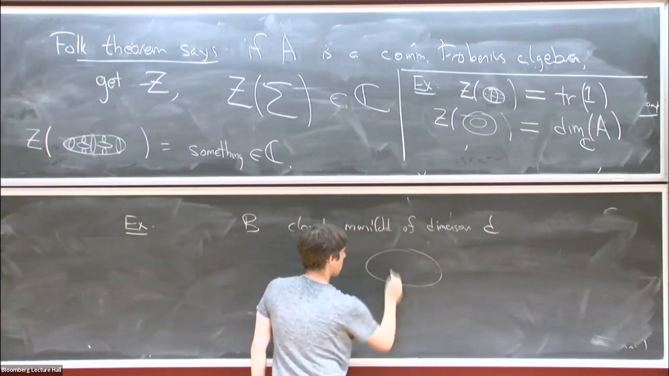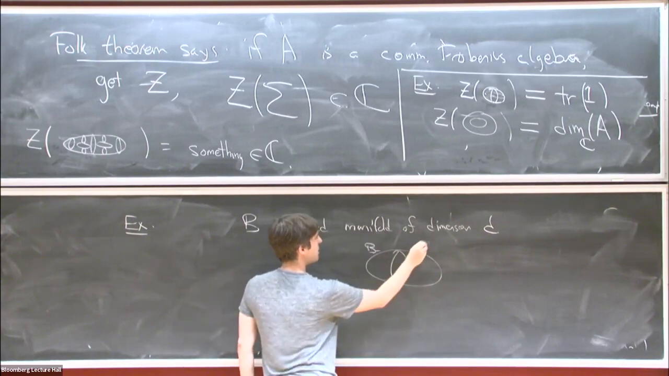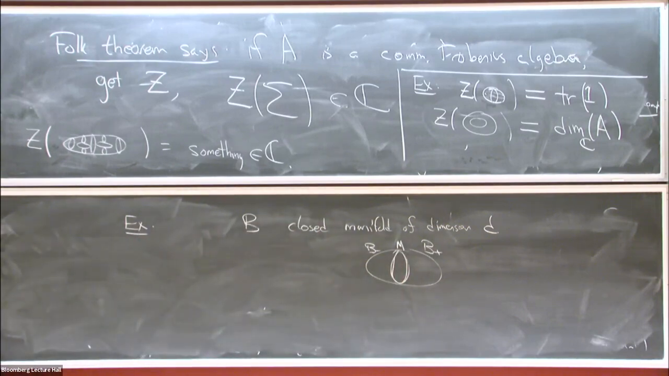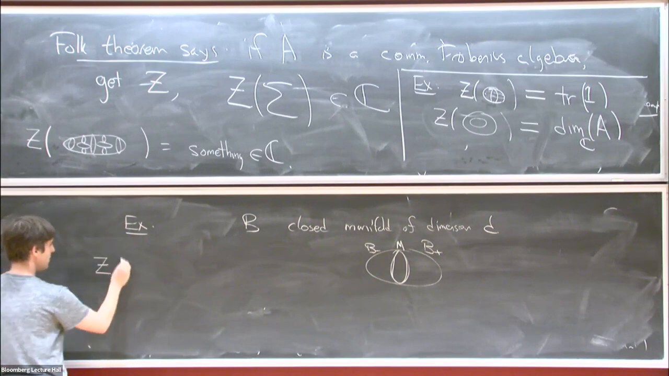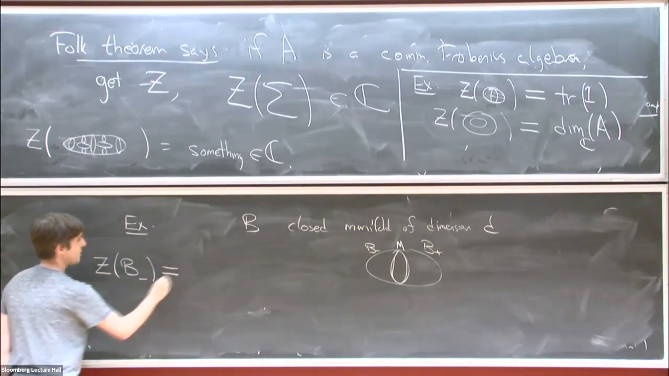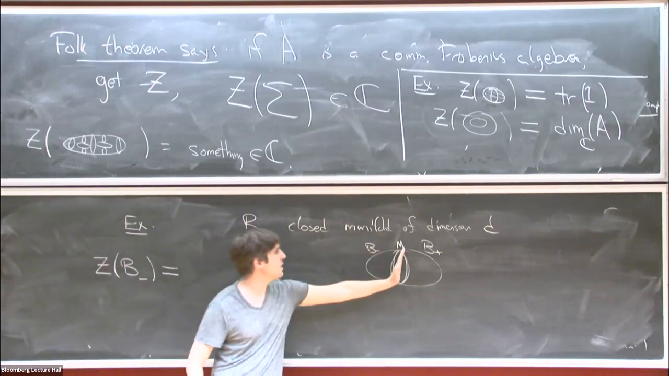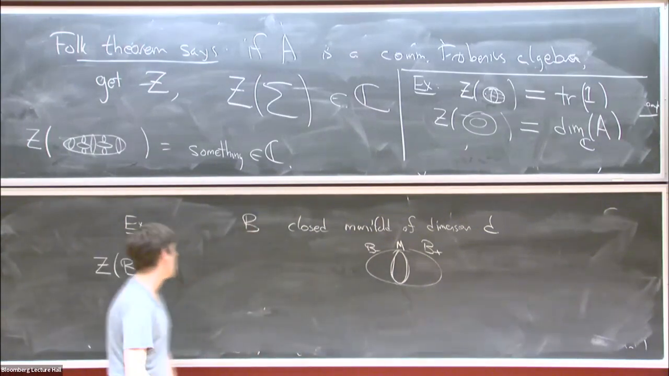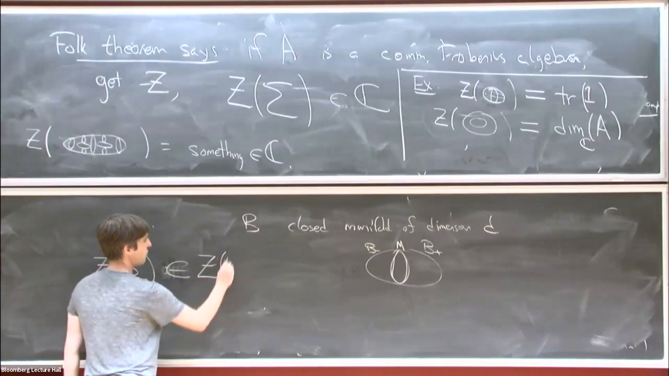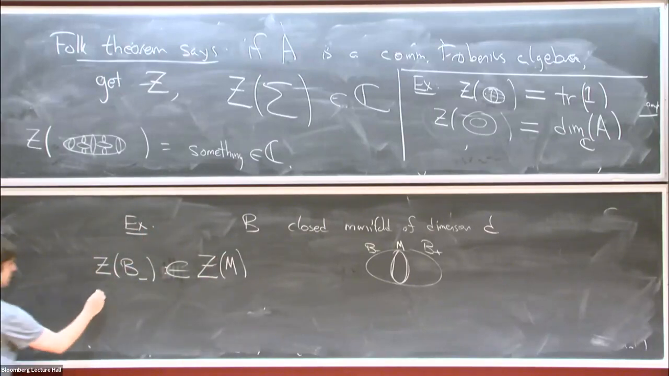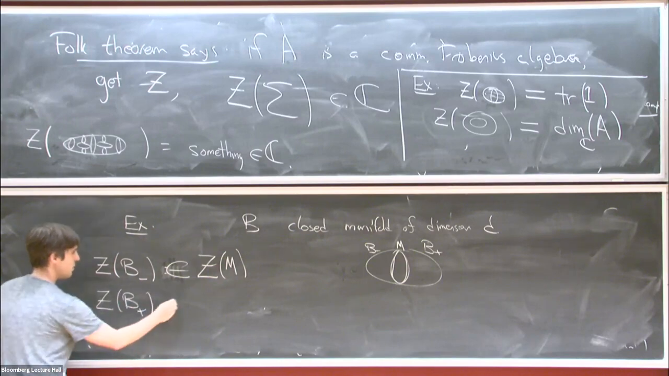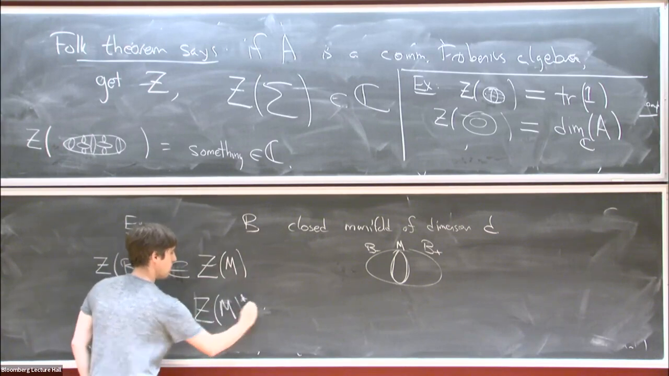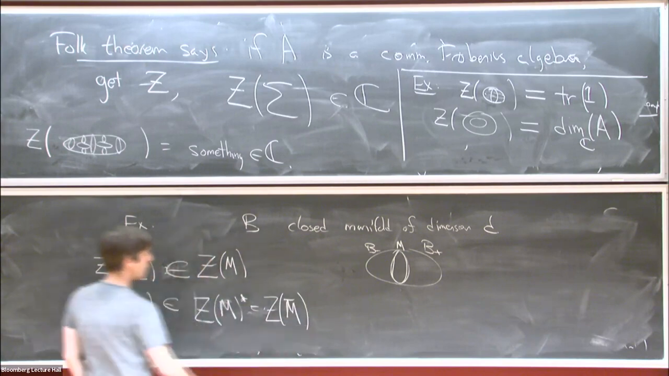And suppose that you cut it into two pieces, B minus and B plus, along some codimension one submanifold M. So then Z of B minus, well, B minus is a bordism from the empty manifold to M. That gives you a linear map from the complex numbers into Z of M, which you can just think of as an element in this vector space Z of M. And similarly, Z of B plus is something that you can think of as an element in the dual space of Z of M, equivalently, Z of M with the opposite orientation.